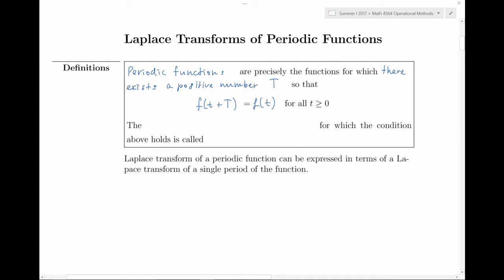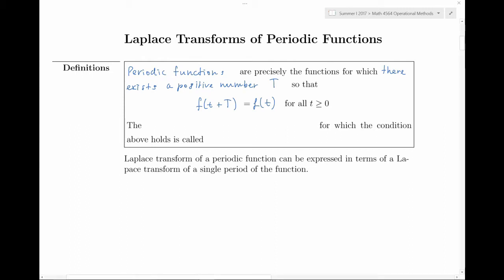We know quite a few periodic functions. Trigonometric functions like sines and cosines are periodic with a period 2 pi. Tangent is periodic with a period pi. There are also special periodic functions, like for example a square wave.